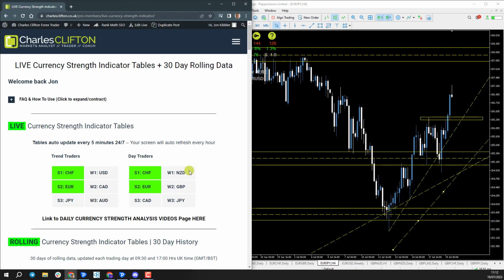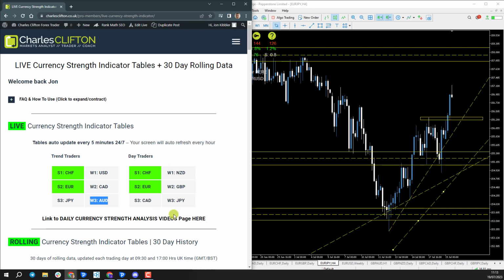From a day trader's perspective, Kiwi is the weakest currency. That combined with the pound as the second weakest and yen as the third weakest. So completely opposite to the trend traders, where we've got dollar as the weakest, we've got CAD as the second weakest, and Aussie as the third weakest currency.